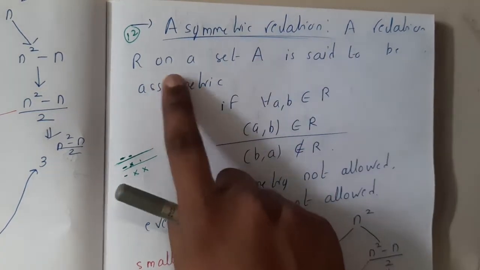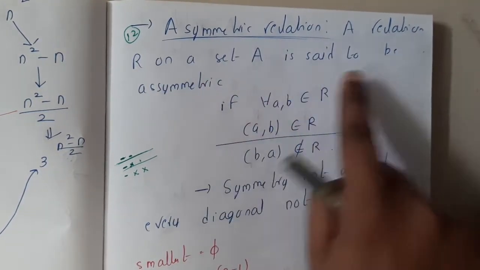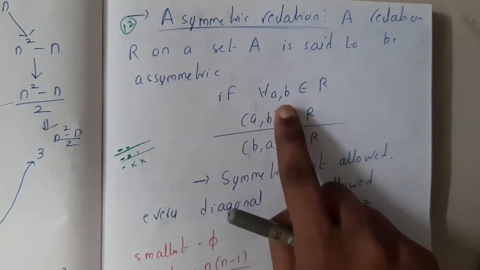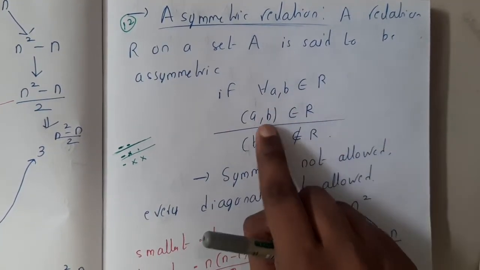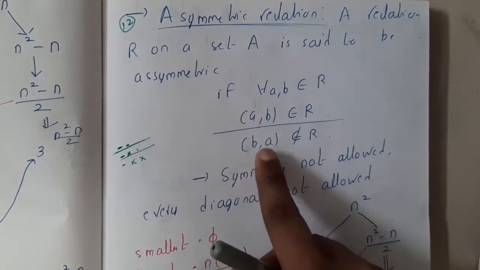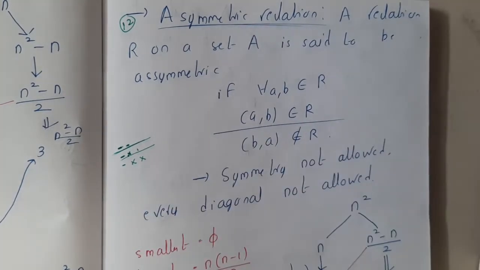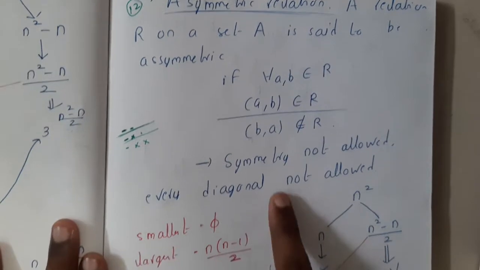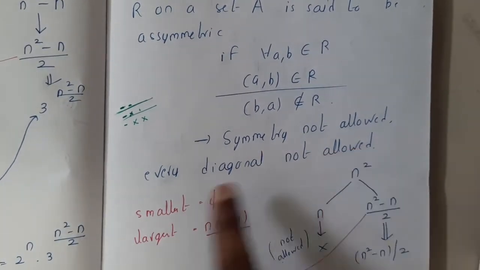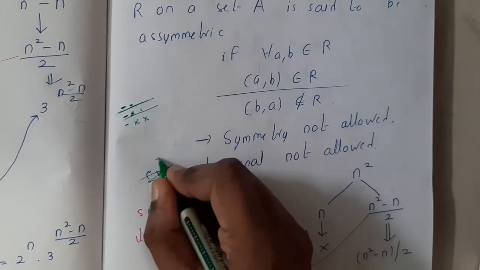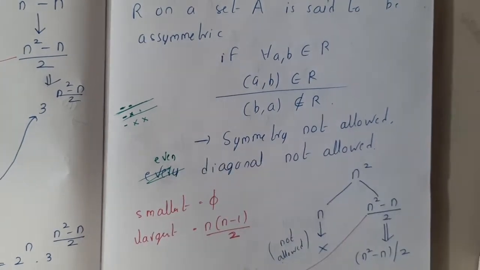So a relation on a set A is said to be asymmetric if for all A comma B belongs to R, B comma A does not belong to R. Quite clear, right? Symmetry not allowed, even diagonal are not allowed. Got it?